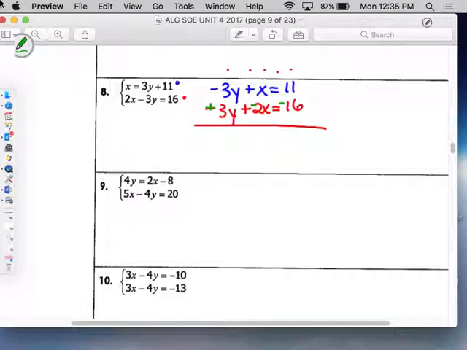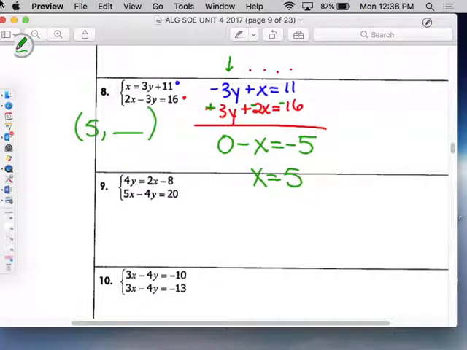And now when I do the vertical addition in the first column, negative 3y and positive 3y sum out to 0. Positive x combined with negative 2x leaves me with negative x. And then positive 11 minus 16 gives me negative 5. And I need the positive x value, so I divide both sides by negative 1. x is positive 5. So the first member of my solution is positive 5.